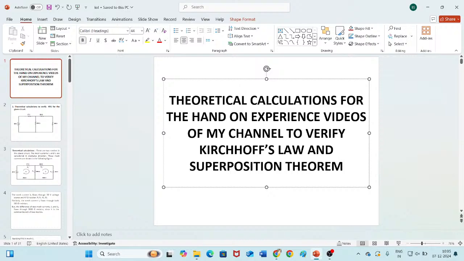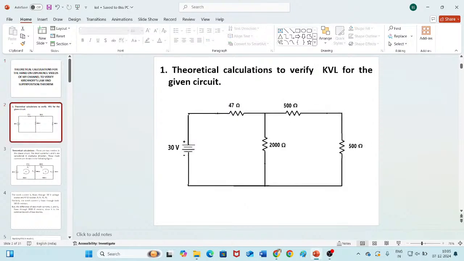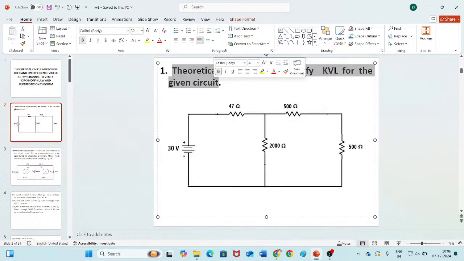Today's class is theoretical calculations for the hands-on experience videos which are available in my channel to verify Kirchhoff's voltage law and superposition theorem. So let us start with Kirchhoff's voltage law and Kirchhoff's current law. I am going to start with the theoretical calculations to verify Kirchhoff's voltage law for the given circuit.